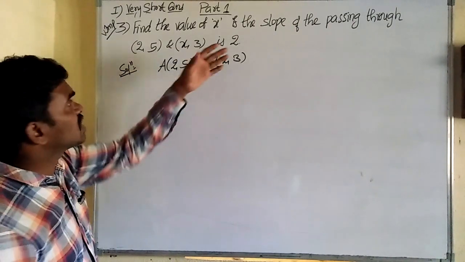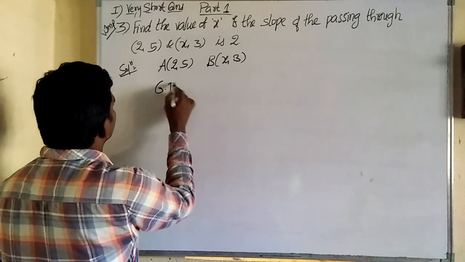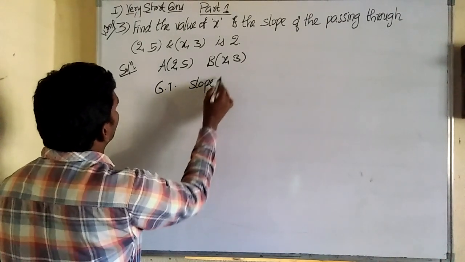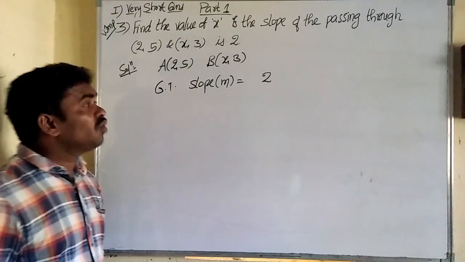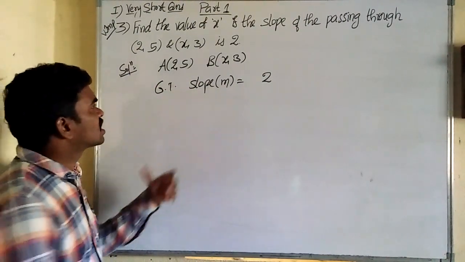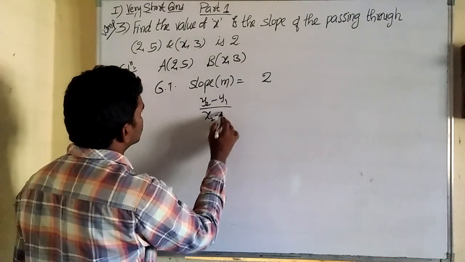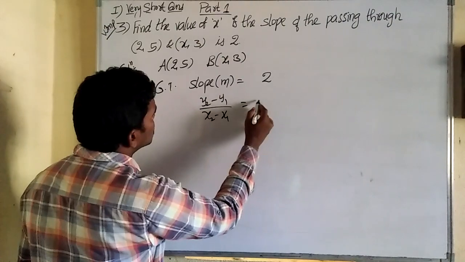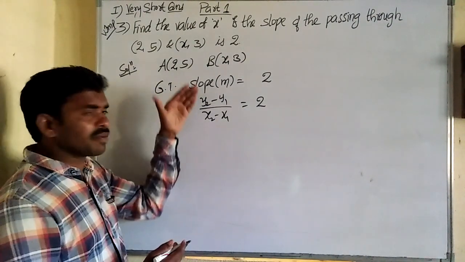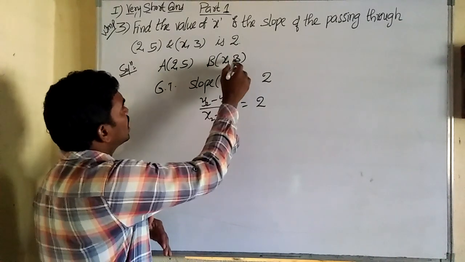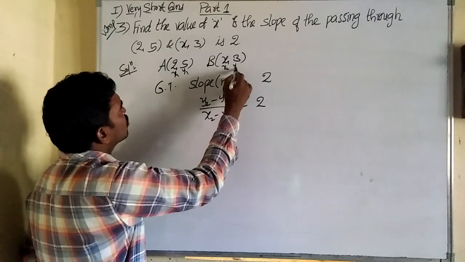Okay. Here, what is slope? Slope is given as 2. So given that slope m is given as 2. What is slope? Yes, I am writing the slope formula, that is y2 minus y1 by x2 minus x1 is equal to 2. Okay, now step by step. So this is taken as x1 y1, this is taken as x2 y2.